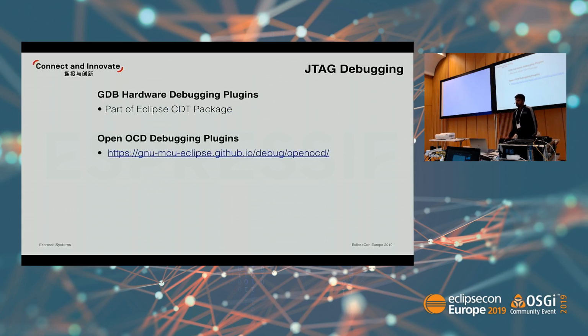So we do support JTAG debugging. For GDB hardware debugging, basically we can do it in two ways. The GDB hardware debugging plugin is, I think from the last 2 releases, coming along with Eclipse CDT itself, so we need not install anything. But if someone wanted to debug with OpenOCD, they still need to go through an update site, and they can start doing it.